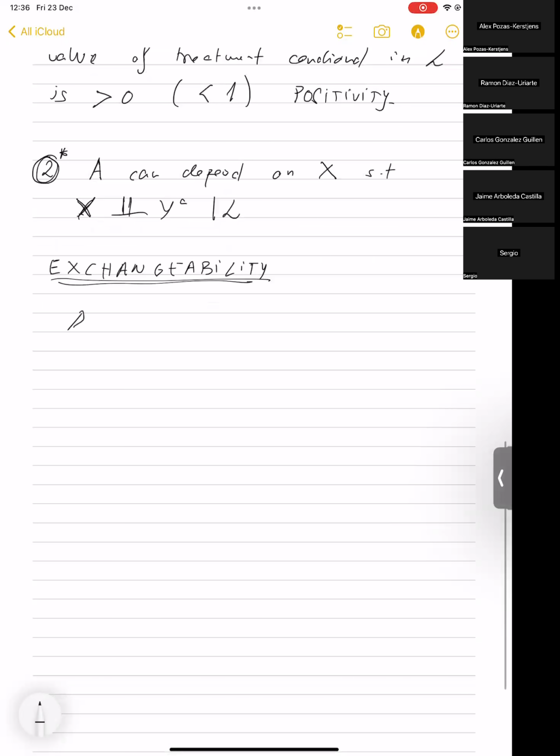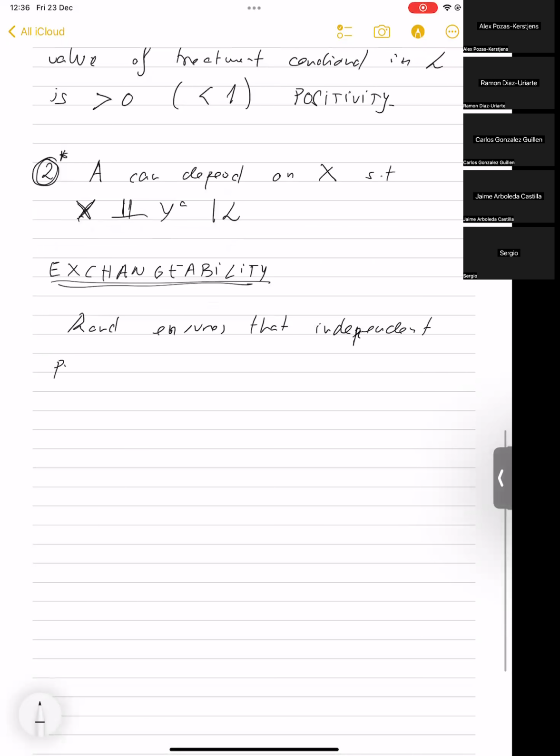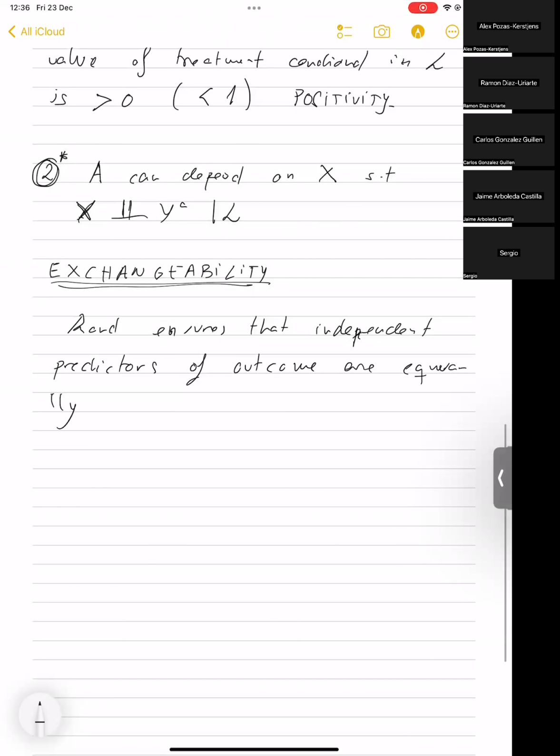Randomization ensures that the independent predictors of outcome are equally distributed between treated and non-treated.